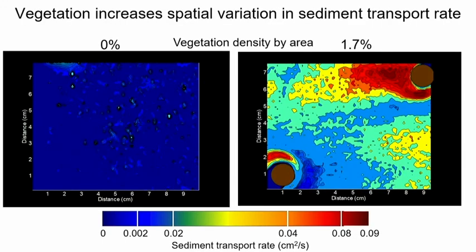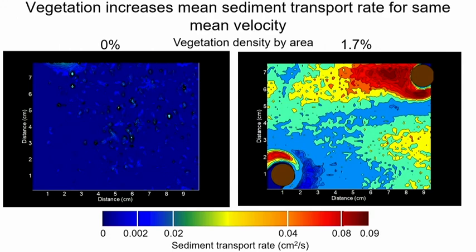What we really care about is comparing the effects of vegetation on that transport. So these are two different images from two different experiments. The one on the left had no vegetation. The one on the right had a vegetation density of 1.7%, but they had the exact same mean flow velocity. So mean flow velocity was held constant in these experiments. And what you'll immediately notice is there's a lot more color, the one on the left or the right, which is showing there's a lot more spatial variation in transport that's driven by that vegetation.